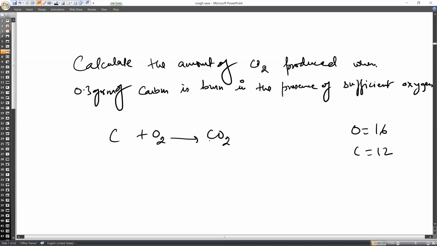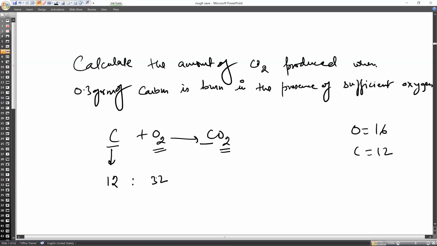First of all, check whether this reaction is balanced. One carbon is here, one carbon is here. Two oxygen is there, two oxygen is there. So it is balanced. Now put the mass. The carbon mass is 12. Oxygen mass, one oxygen atom is 16. So there are two oxygen atoms. O2 means two oxygen atoms. So it will be 32. Got it?